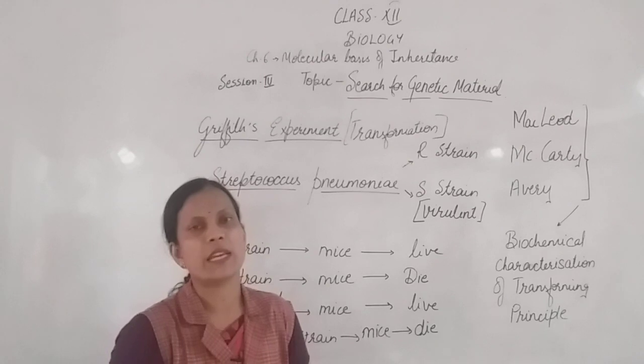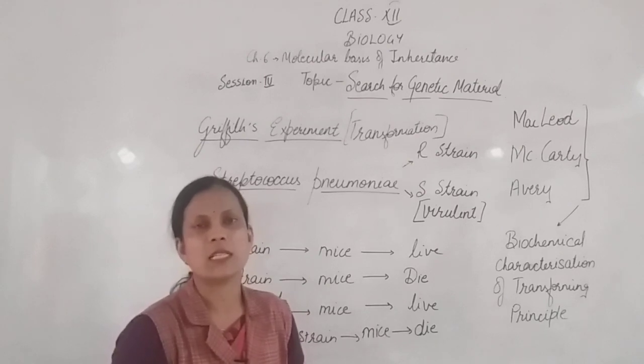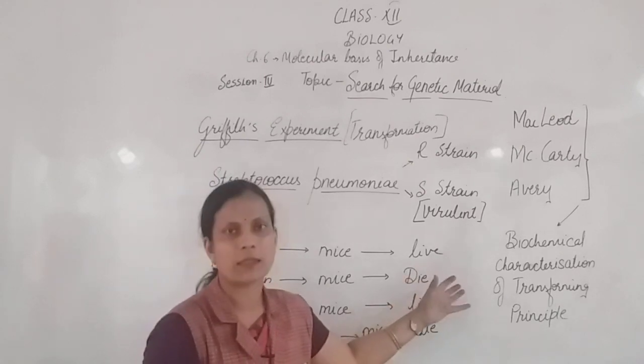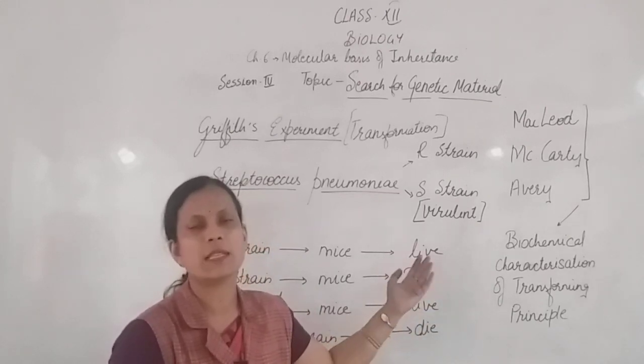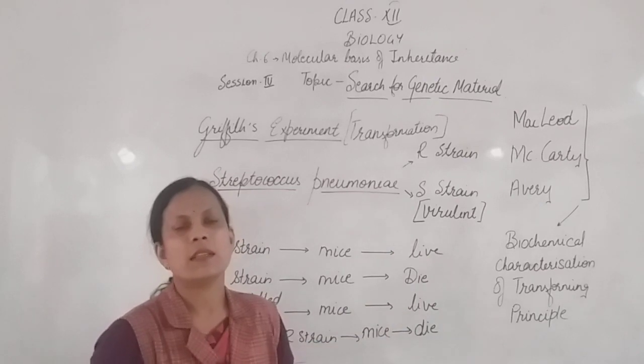Many scientists tried to find out what is actually the genetic material. They gave a path, a direction. The further scientists confirmed DNA as the genetic material.